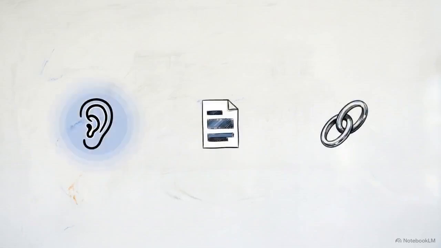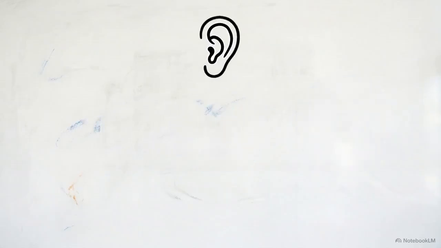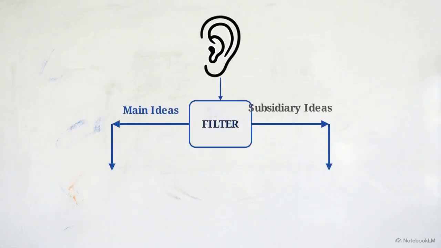How do you identify the most crucial information in a fast-moving conversation? How do you distill a complex story into its structural theme? And how do you link those ideas so your audience follows your logic? Active listening requires a filter.